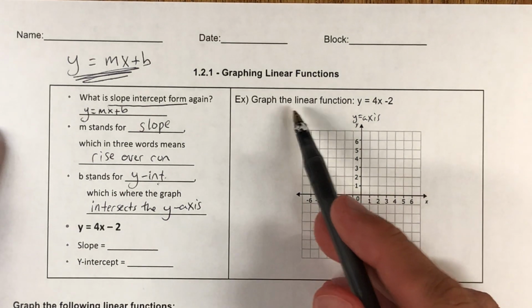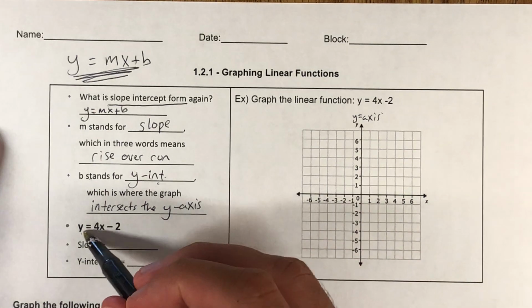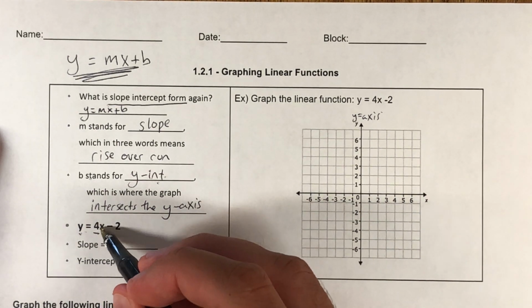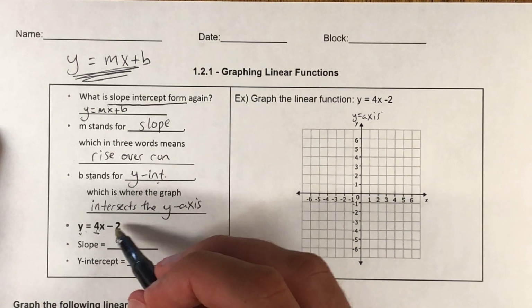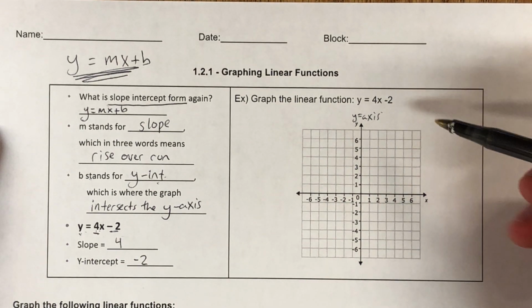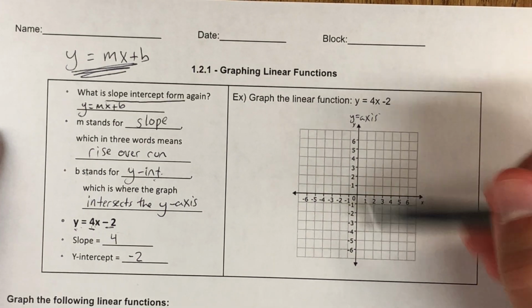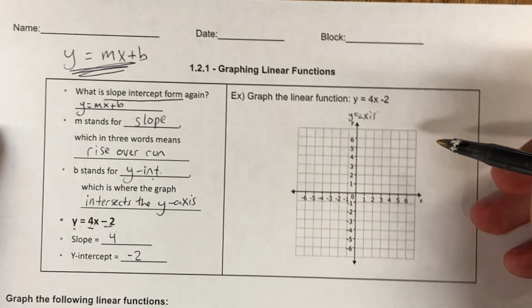So we're going to start here with graphing y equals 4x minus 2. So it is in slope-intercept form because y is by itself. So our m is always what goes with x. So 4 is with x, so our slope is 4. B is always the constant or number on the end, which is negative 2. So I would recommend drawing out a coordinate plane here before you graph. So draw it, pause the video, and then we'll continue.